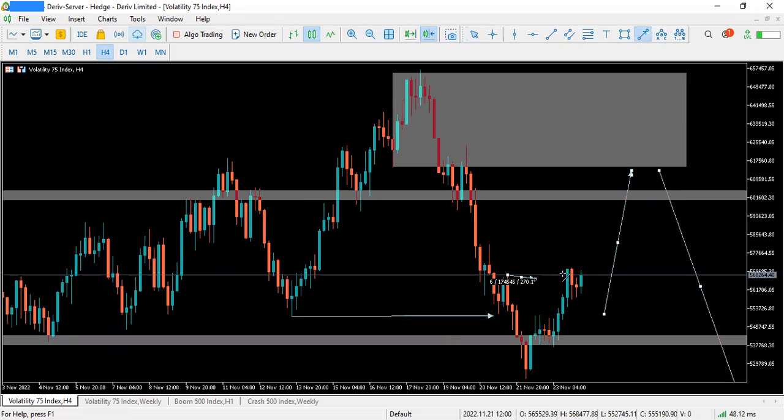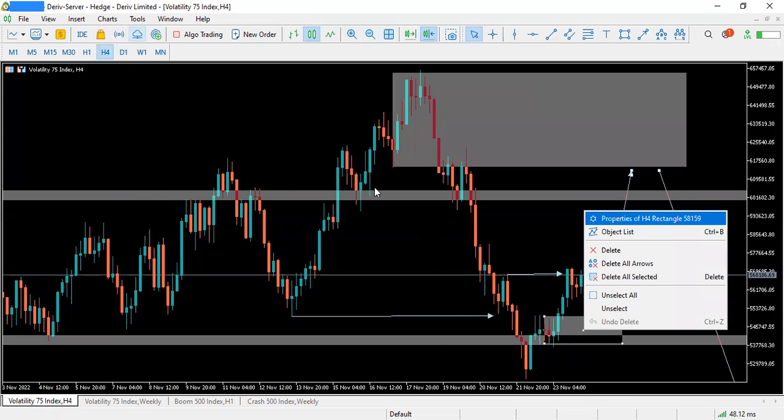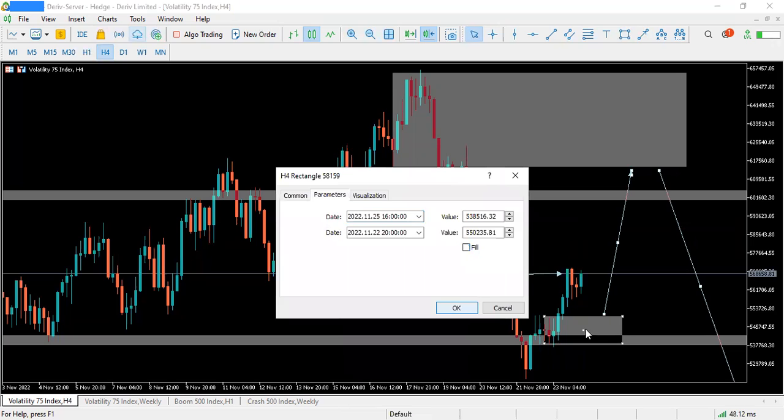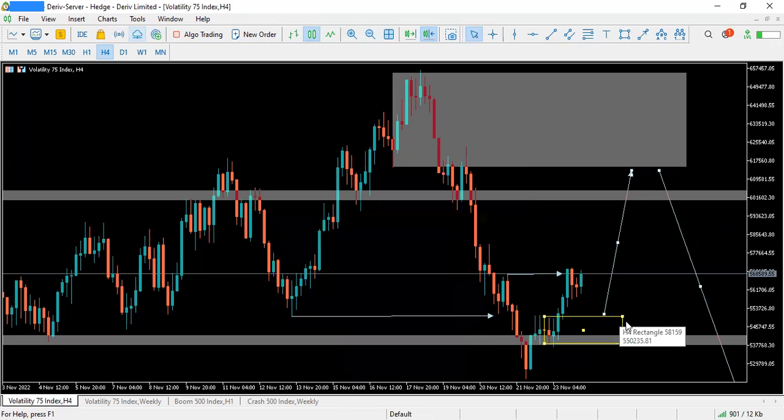So according to the 4 hour, here as well, we broke structure there. After breaking structure, most probably, according to the strategy, we might get a pullback into this zone. Once we get a pullback into that zone, we actually buy. So the strategy actually accommodates everything, all the retail trading strategies and the institutional trading strategies.